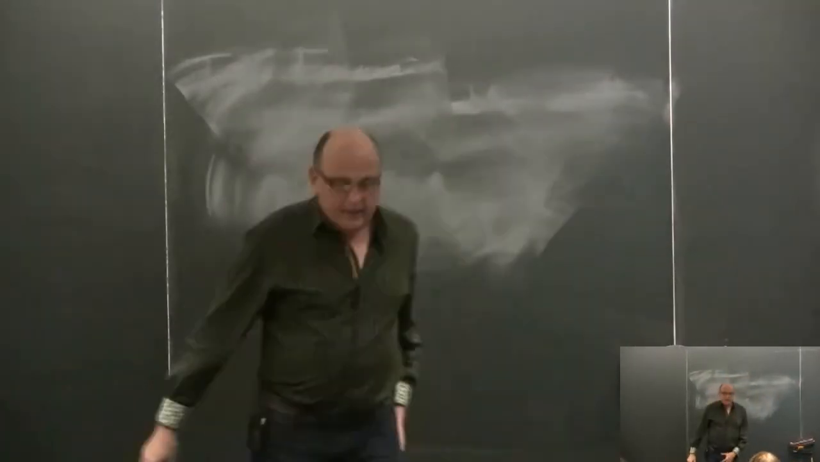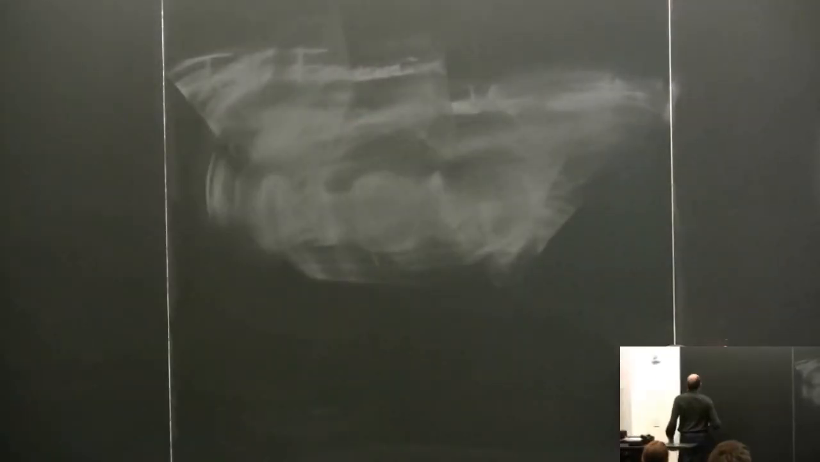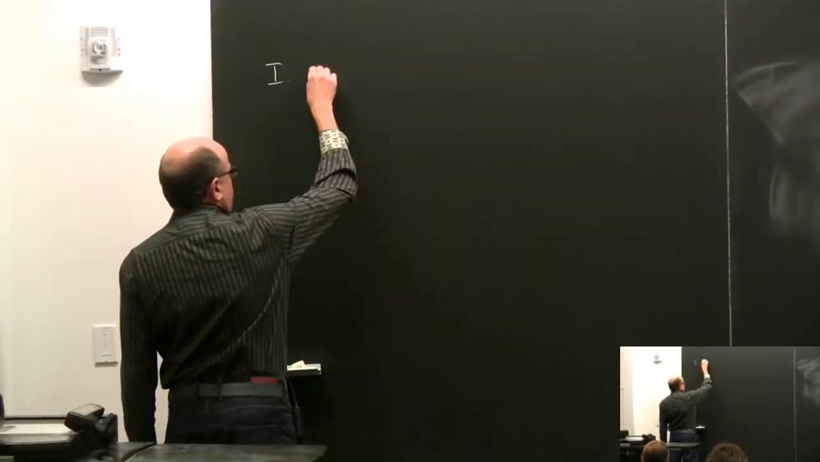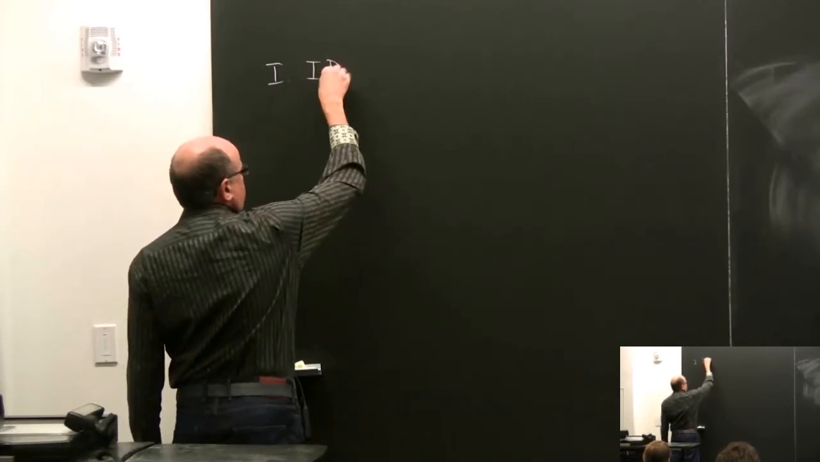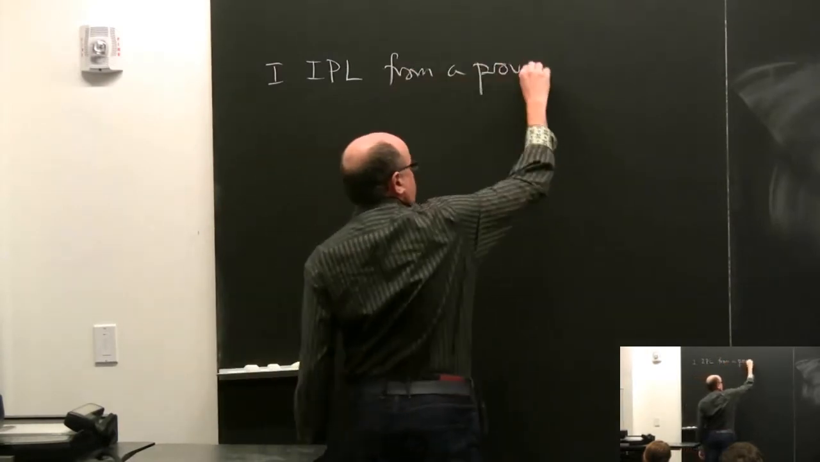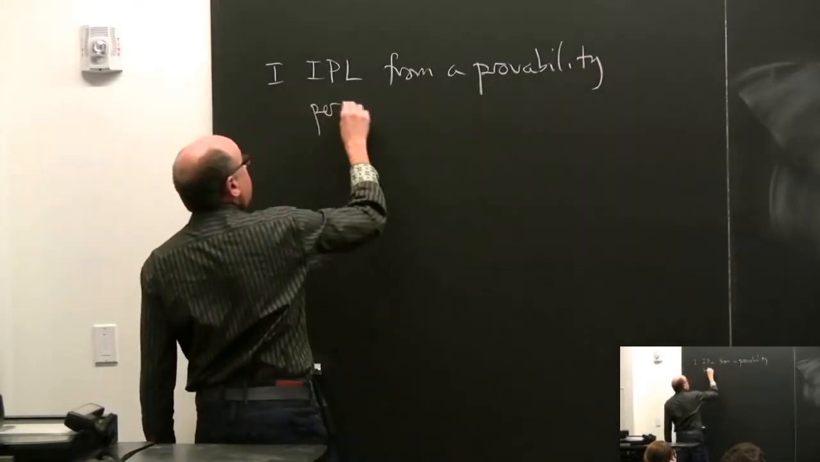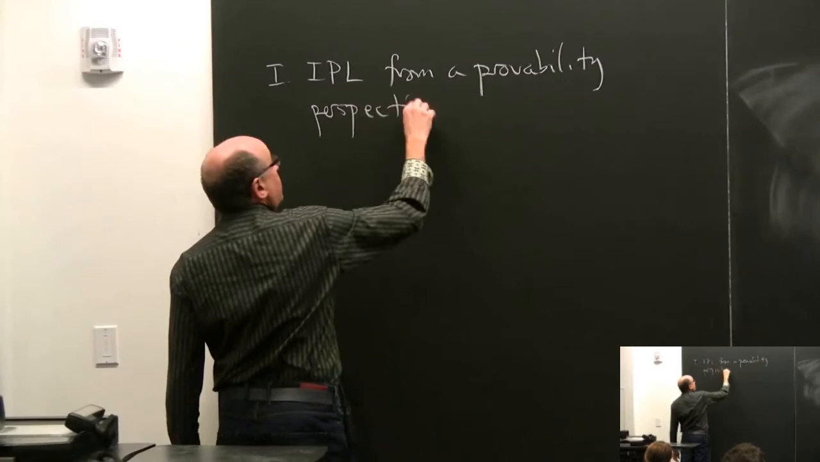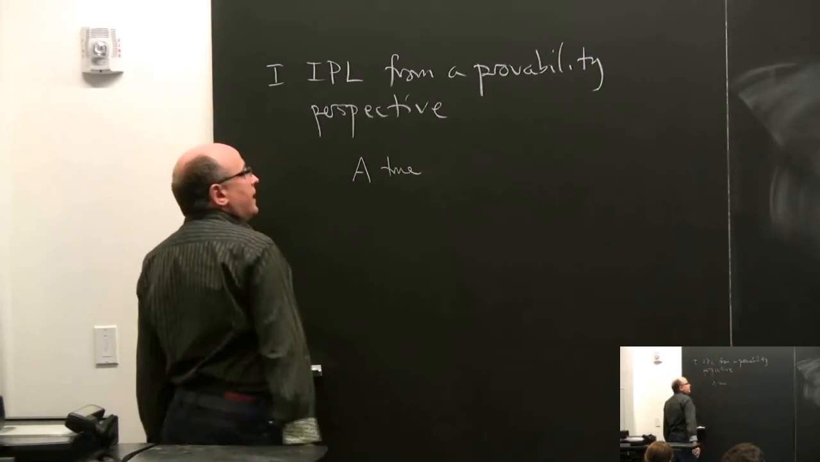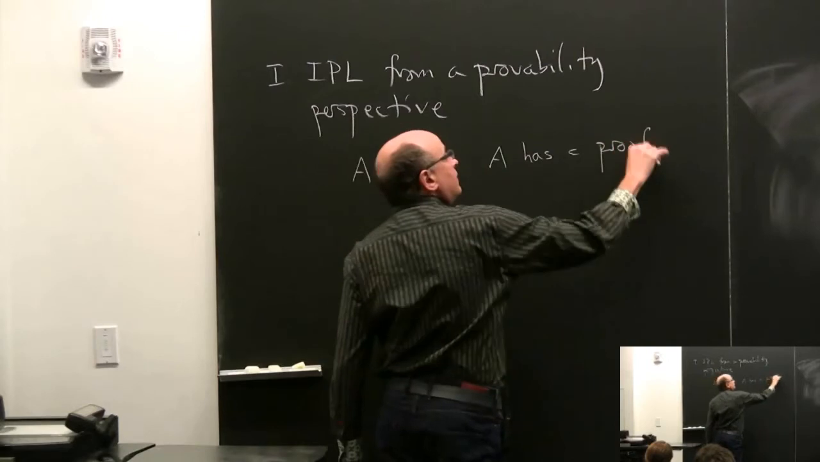All right, so where were we? What we were doing last week is, in part one, I was looking at intuitionistic propositional logic from what I'll call a provability perspective. What I mean by that is the following. This is a traditional logic point of view, where the basic judgment is A true, meaning that A has a proof, so it is provable.